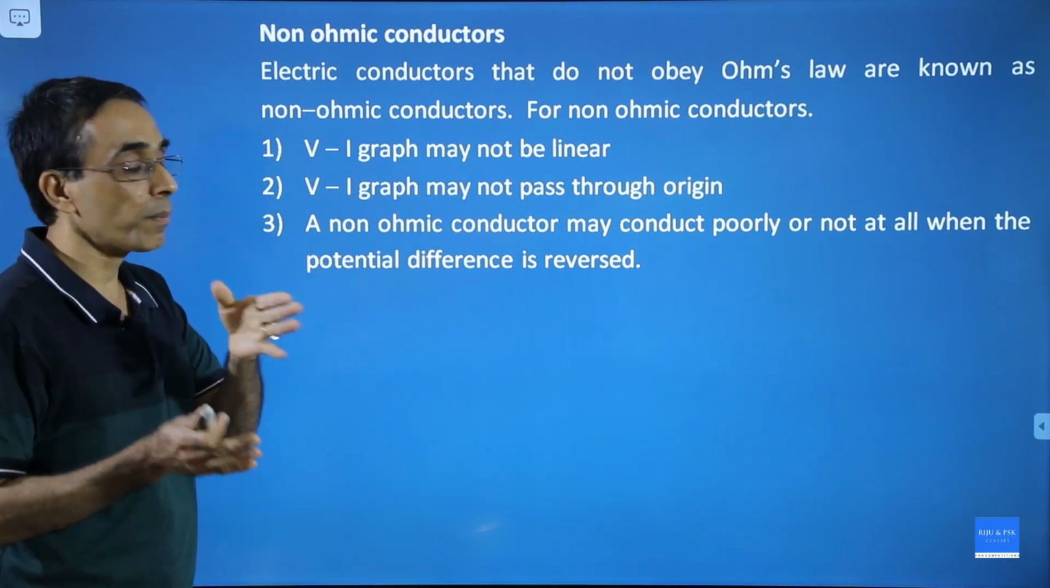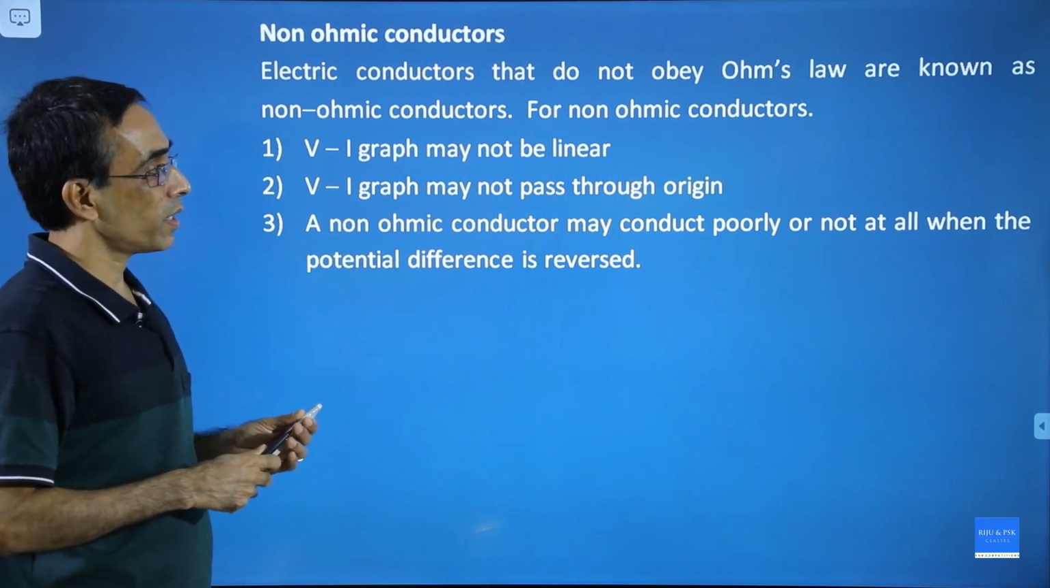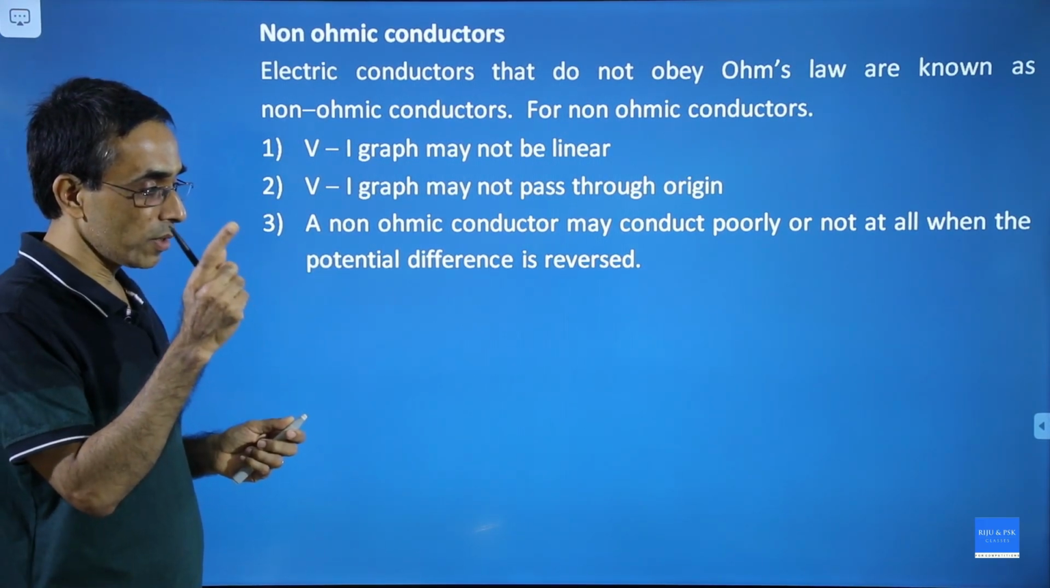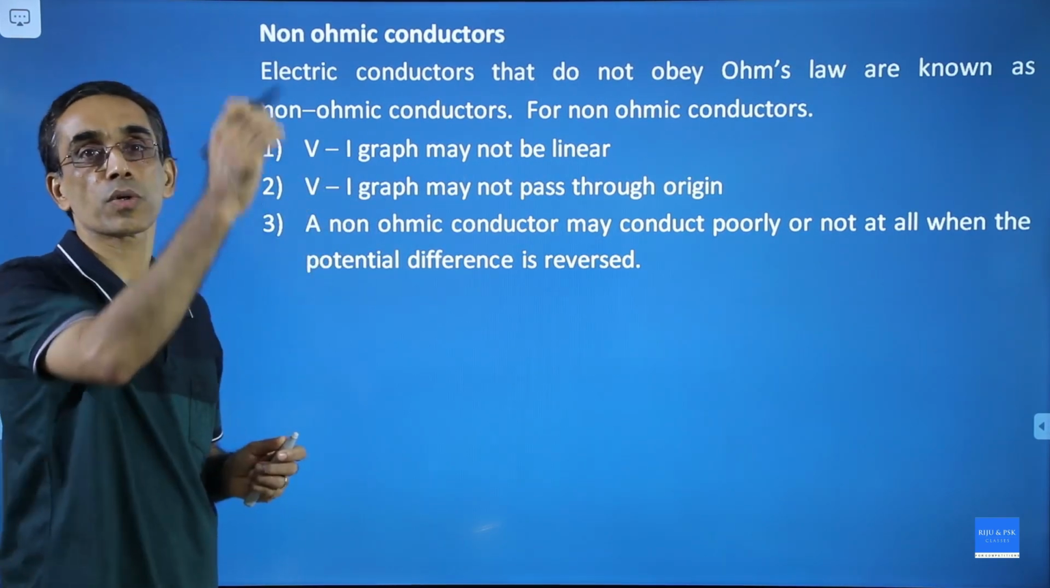The VI graph may not pass through the origin. That means for voltage 0, current must be 0. In the case of the photoelectric effect, you studied a graph where voltage is 0 but current is not 0.